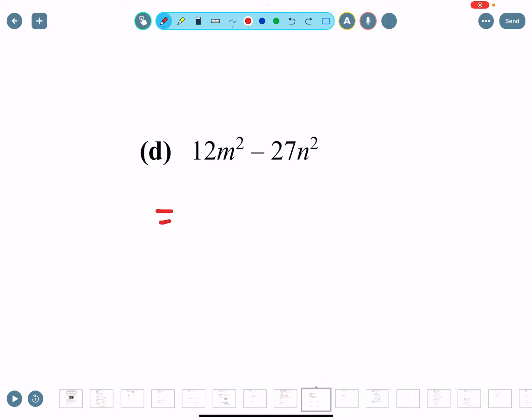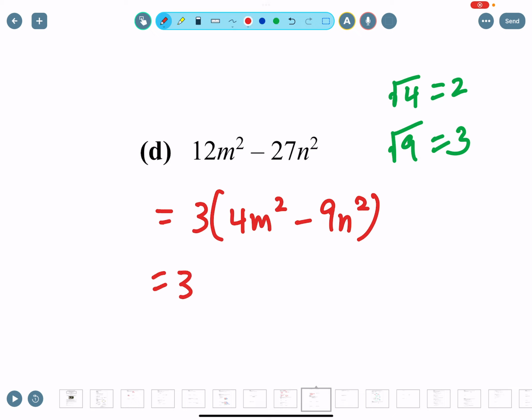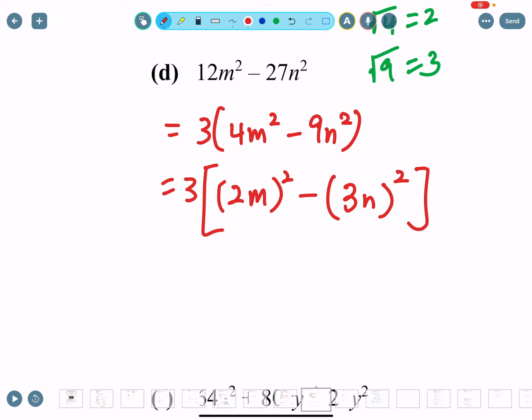So in this case, you have to do an extra step, which is to factorize 3 first. You end up with 4m squared minus 9n squared. Now these two numbers can actually be square rooted. So square root of 4 will be 2. Square root of 9 is going to be 3. So what's going to happen is you're going to have a big bracket like this. This 4m squared is going to be (2m) squared, minus 9n squared is going to be (3n) in a bracket squared. That's how you change 9 to a square number.